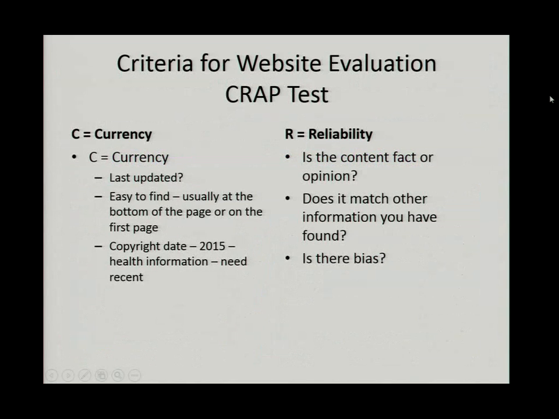Okay, so here's the acronym, CRAP, and here are the broken out points of that. So the C stands for currency. When was it last updated? Normally this date should be easy to find. It is at the bottom of the first page or at the bottom of the page in one of the pages on the website. And if you're looking for health information, you're going to want to make sure the copyright date is recent. Is it from 2015 or at least 2014, since we're relatively early in 2015? R stands for reliability. Is the content fact or is it opinion? Does it match other information that you have found? And is there any bias?